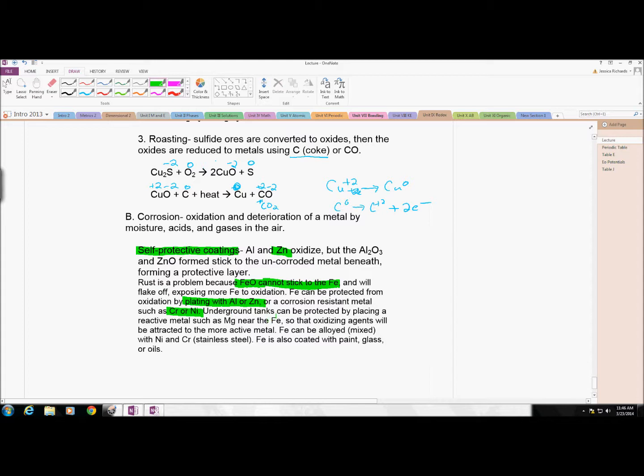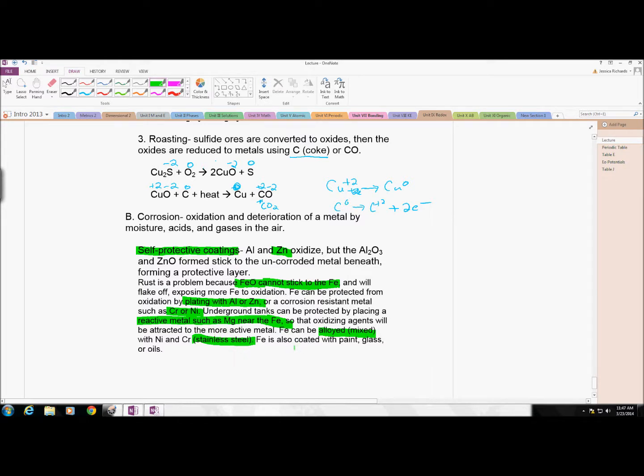Sometimes near tanks or near bridges in the water, we'll put a chunk of a more reactive metal near it. So the reactive metal attracts all of the electrons. So the reactive metal is the one that's oxidized and it keeps the other metal reduced. We can also alloy them. Remember, an alloy was a metal mixture. If we alloy the iron with nickel and chromium, we make something called stainless steel. Different combinations of metals with iron make different types of steel, and that will slow down the corrosion. Stainless steel corrodes very little at all.